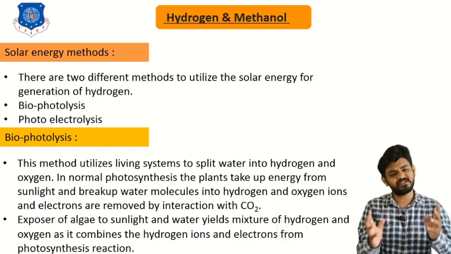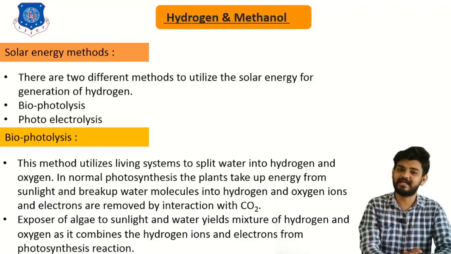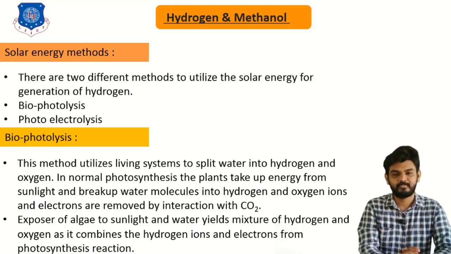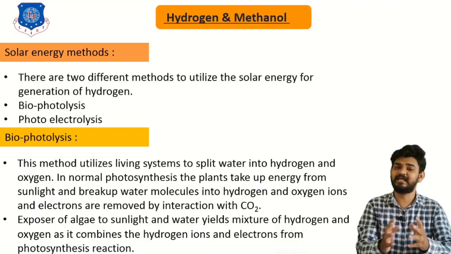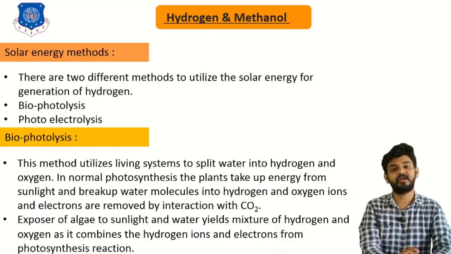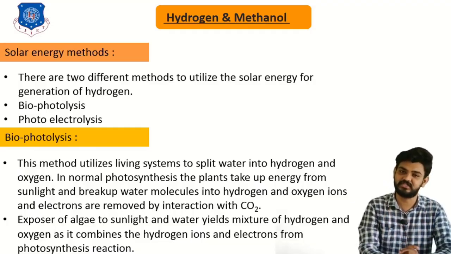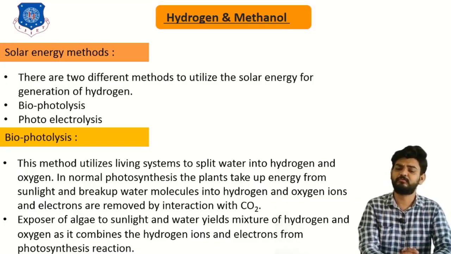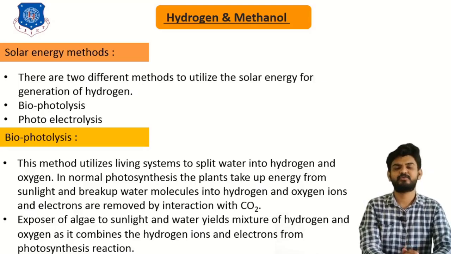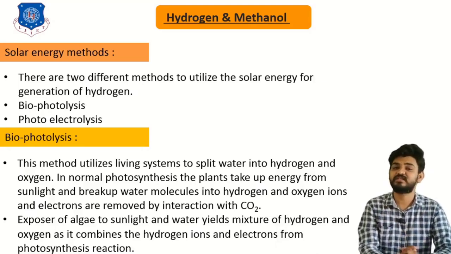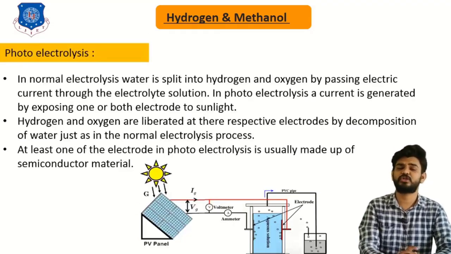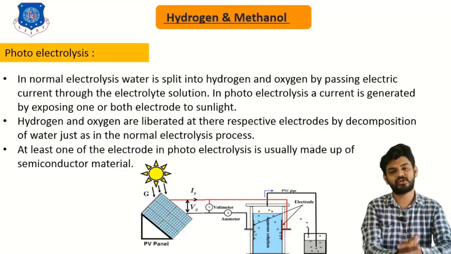A similar kind of structure can be prepared with an alkali material. Exposure of this alkali to sunlight and water yields a mixture of hydrogen and oxygen, combining the hydrogen ion and electron from the photolysis reaction. So by means of alkali we can utilize solar energy to produce hydrogen. Now let's see the next type of solar energy method for the production of hydrogen, and that is photoelectrolysis.